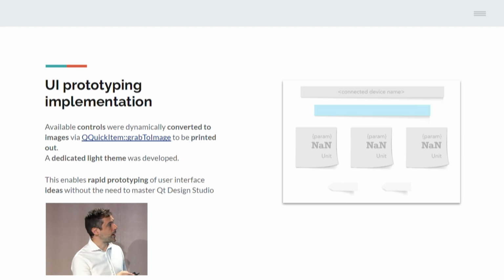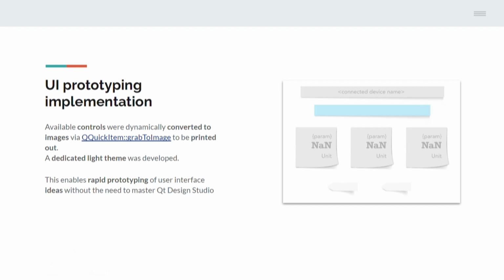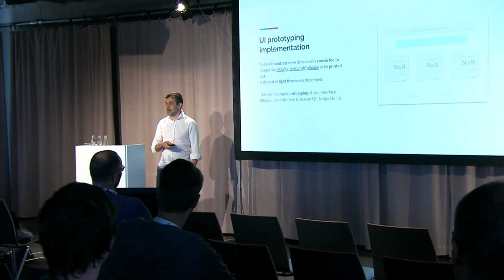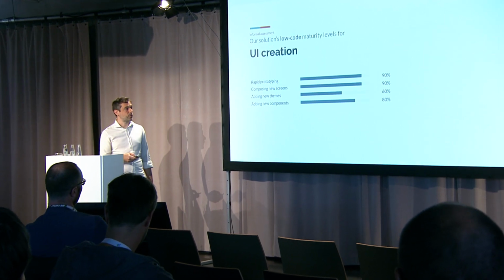And for this we applied a dedicated light theme, something similar to what you can see here, so that people could actually print them out and write some stuff on that, like what kind of sensor value they would like to display, and so be quick in sketching the UI. Okay, and then once that is done on paper, then they could move to Design Studio and implement it in an actual UI visually again, as I showed before.